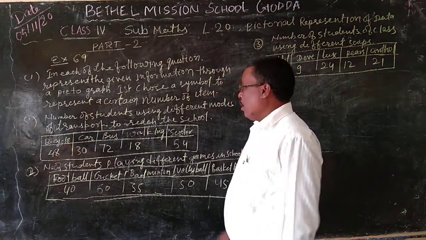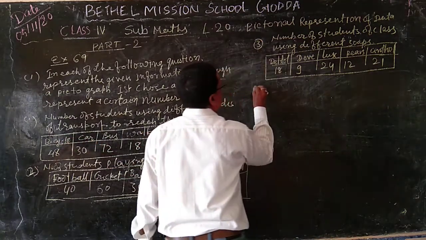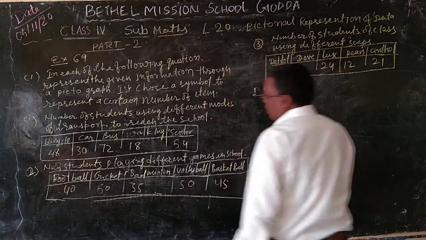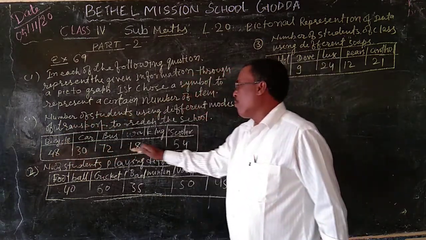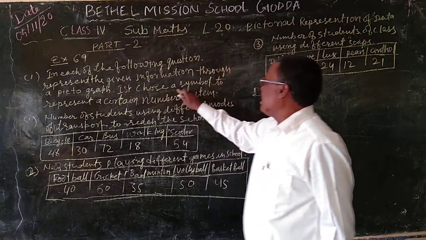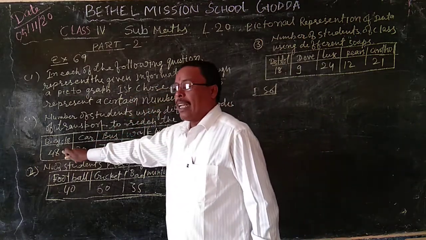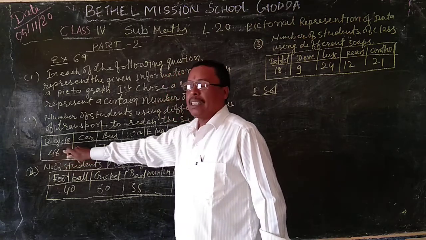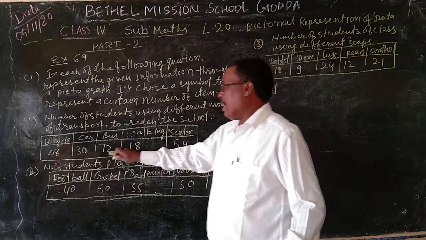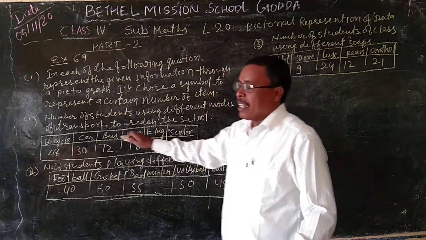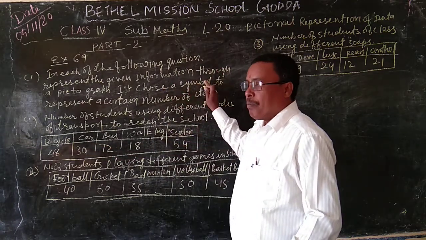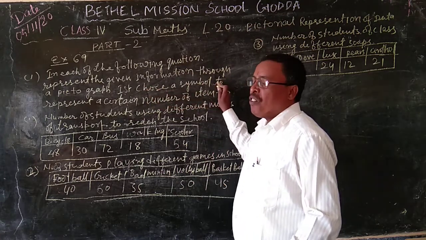Clear? So first, write the solution like this. First, choose the symbol to represent the data. Here, 48 divided by 6, 30 also divided by 6, 72 divided by 6. Means each and every number is divided by the same number, that is the key of the picture, or the symbol.